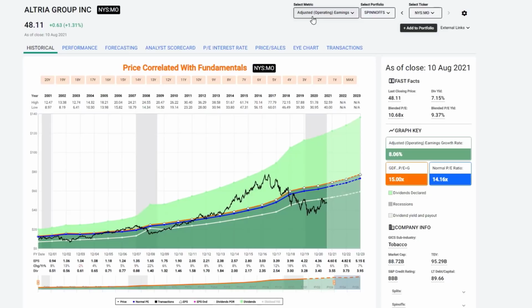Are you looking at operating earnings? Are you looking at cash flows? Are you looking at GAAP earnings or diluted earnings? Are you looking at basic earnings, et cetera? And the thing is, we default initially to adjusted operating earnings, frankly, because this really tells you how the actual day-to-day operations of the business are faring.